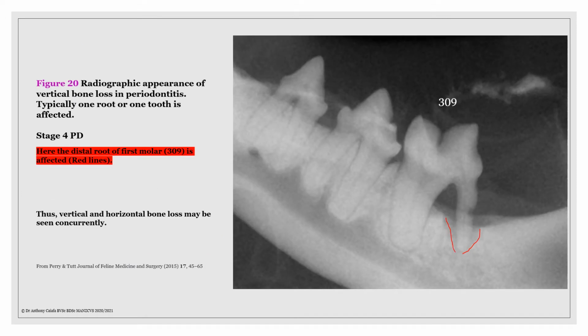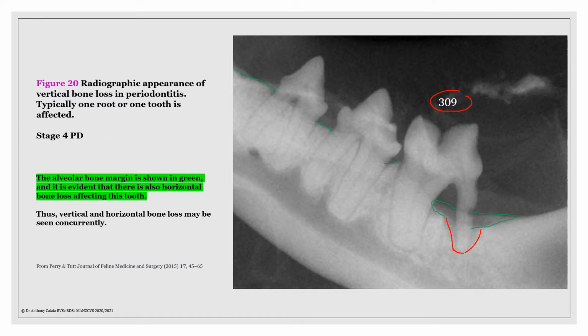This figure is taken from the Journal of Feline Medicine and Surgery 2015. If we look at the caudal mandible here in this cat, and this is tooth 309 here, we can see that around the distal root of tooth 309 there's vertical bone loss, or angular bone loss. You can see it here on the red lines, down to the apex of the tooth.